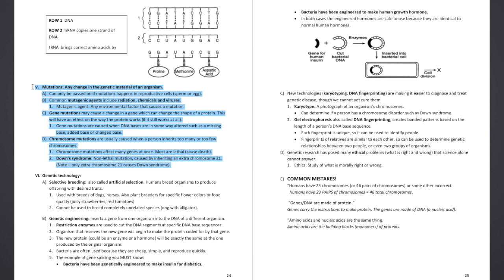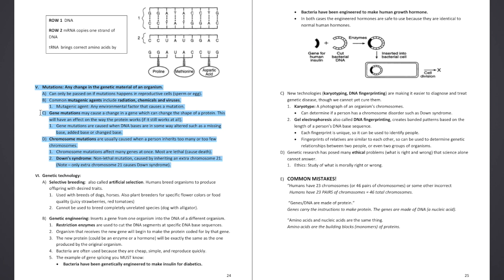5. Mutations. Any change in the genetic material of an organism. A. Can only be passed on if mutations happen in reproductive cells, sperm or egg. B. Common mutagenic agents include radiation, chemicals, and viruses. 1. Mutagenic agent. Any environmental factor that causes a mutation.